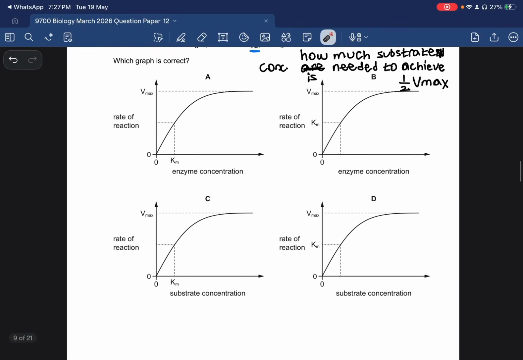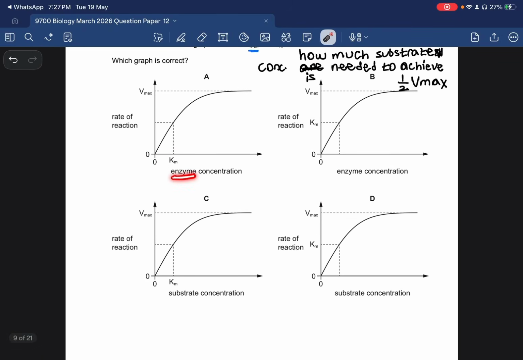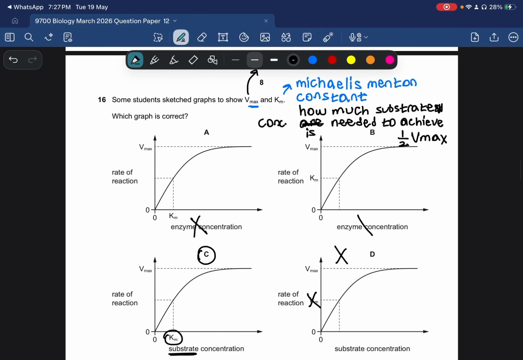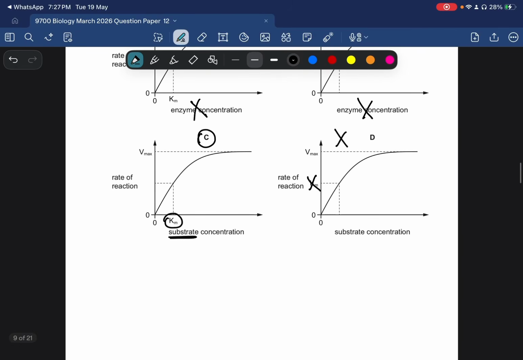So would it make sense if you have Km and the x-axis is enzyme concentration? No, right? It needs to be substrate. And plus, it's on the x-axis, not on the y-axis. Vmax and Km are on different, or you could say opposite, axes. So C is our only correct answer, not D, because they are on the same axis, which is wrong, not A and B, because the x-axis is enzyme concentration and not substrate concentration.